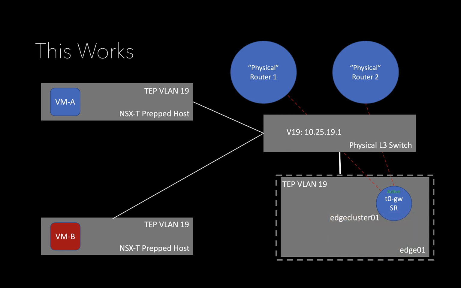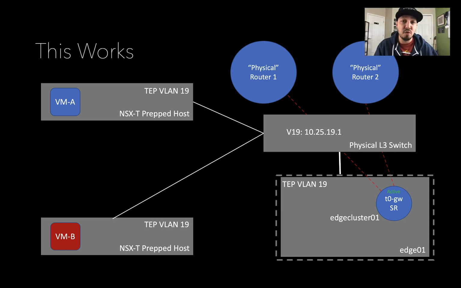So look at this drawing here. It's really ugly. It's probably the worst drawing I've ever done, but regardless, we have a few hosts. We have two hosts here on the left, the NSX-T prepped host, and we have VM-A sitting on that, and then we have another host down here with VM-B. We're trunking all VLANs to these hosts, and we're using VLAN 19 as the TEP VLAN for both of these hosts. Now keep in mind, we could actually use separate TEP VLANs for these hosts if we wanted to. That's perfectly fine, but in my case, I'm trying to keep it simple here.